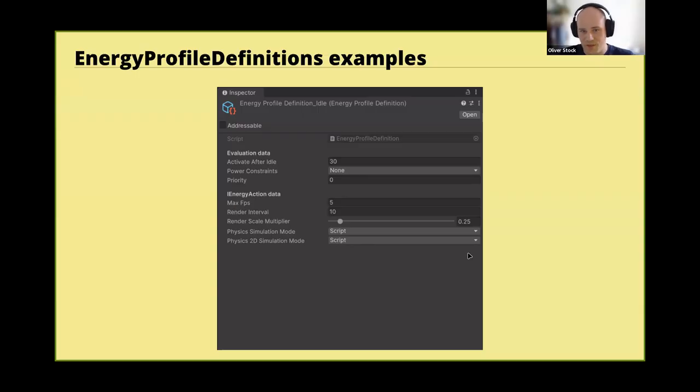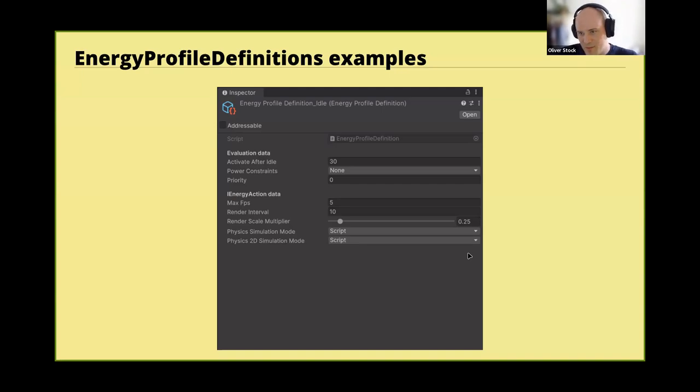So this means 30 seconds of no input at all, no keystroke, no mouse movement, nothing. Then this profile becomes active, and it's very aggressive. It caps FPS at 5, and the render interval is set to 10, so that means a new frame is rendered every 2 seconds. And the render scale is set to 25%, so the game resolution will drop noticeably, and you will see that too. But as soon as you move your mouse, then the constraint activation after idle is no longer true, and you immediately come back to full speed, and the player can have the experience they want with the game immediately.